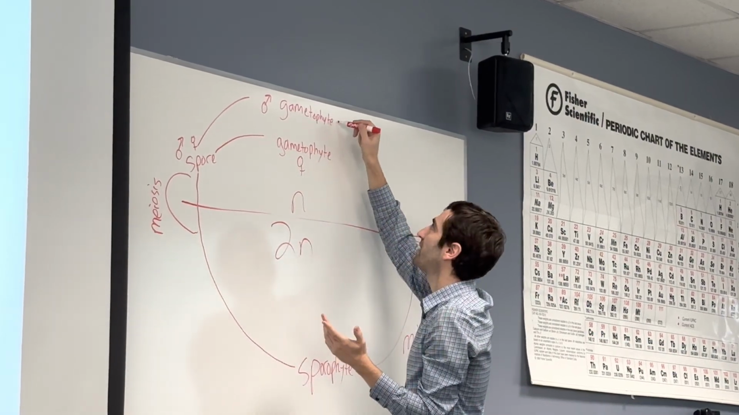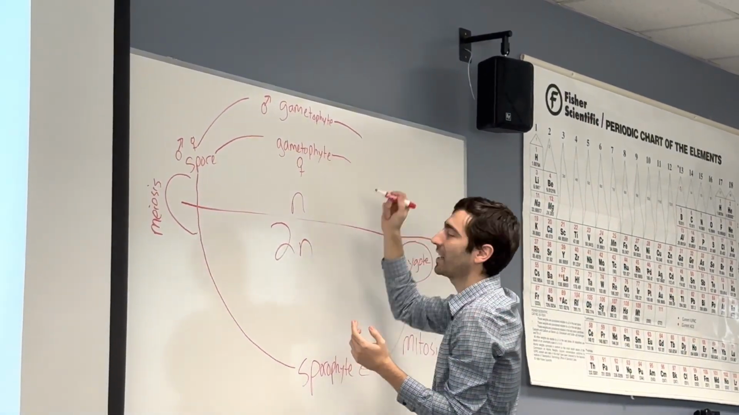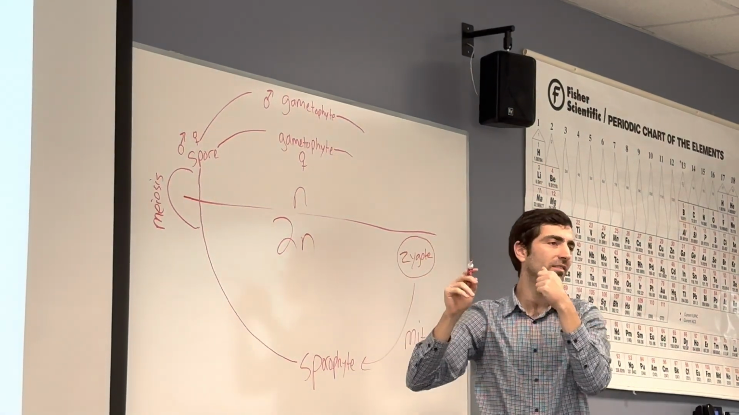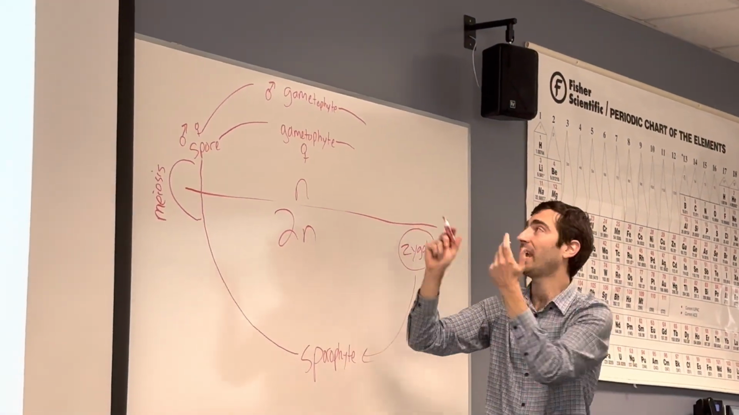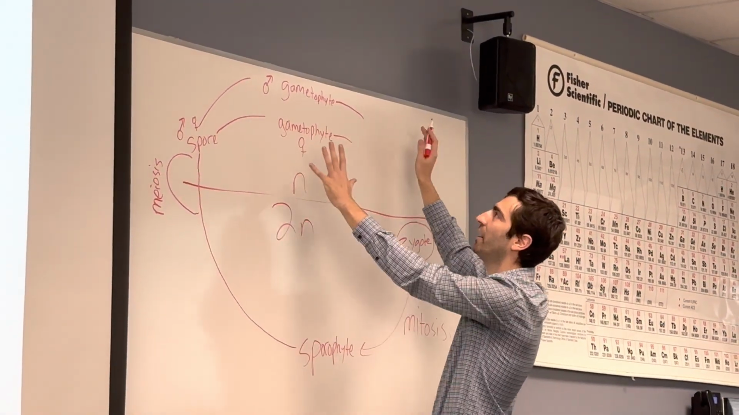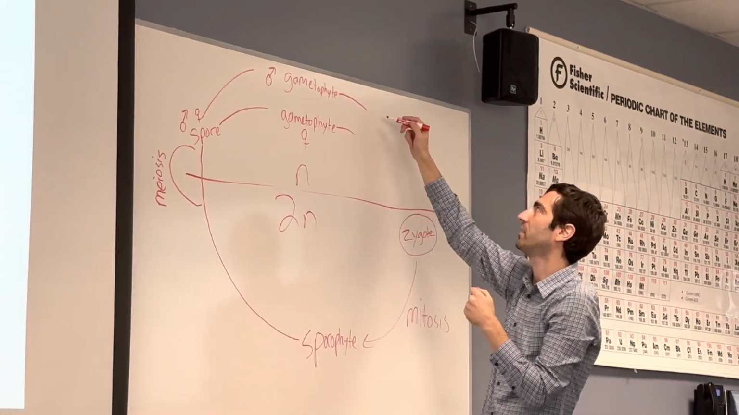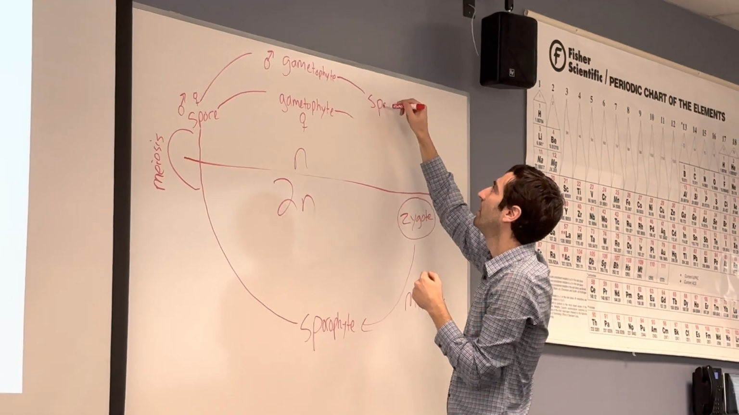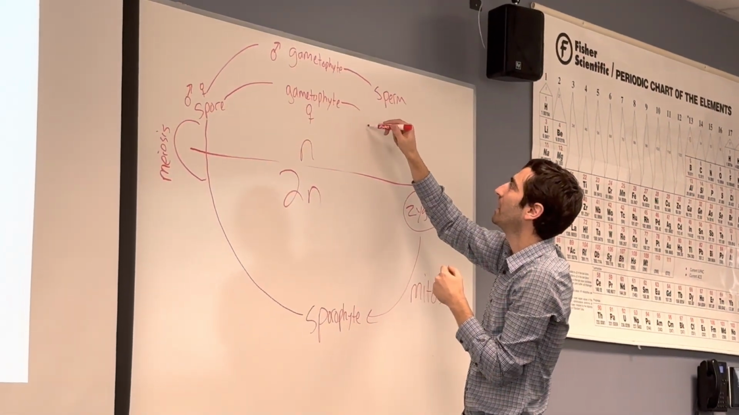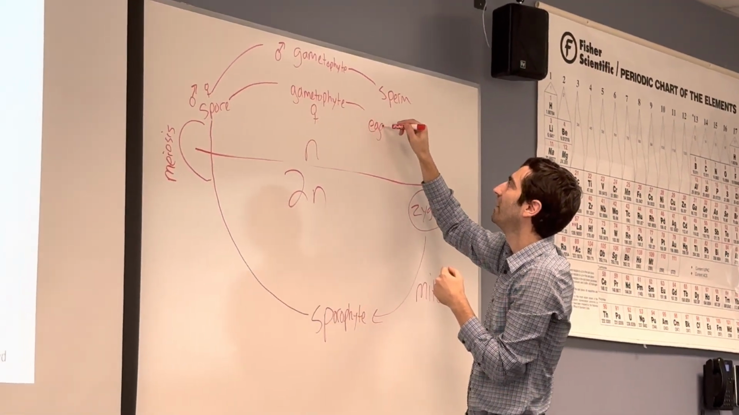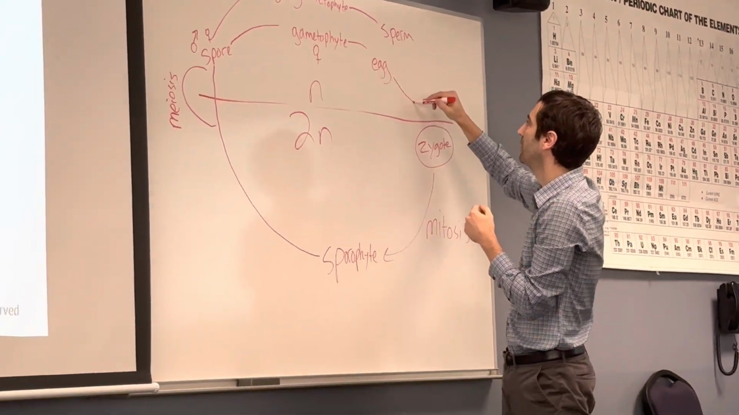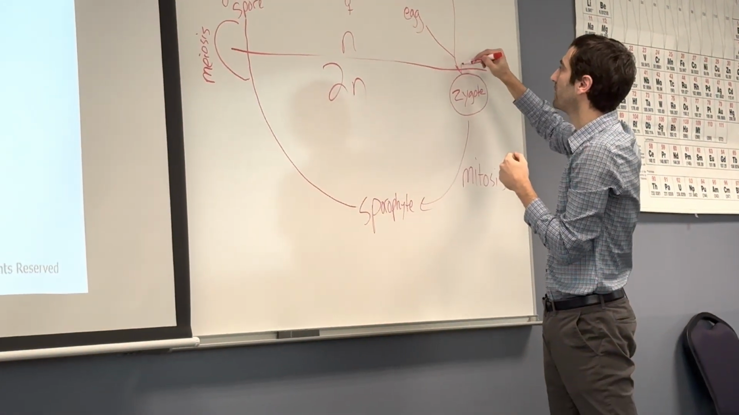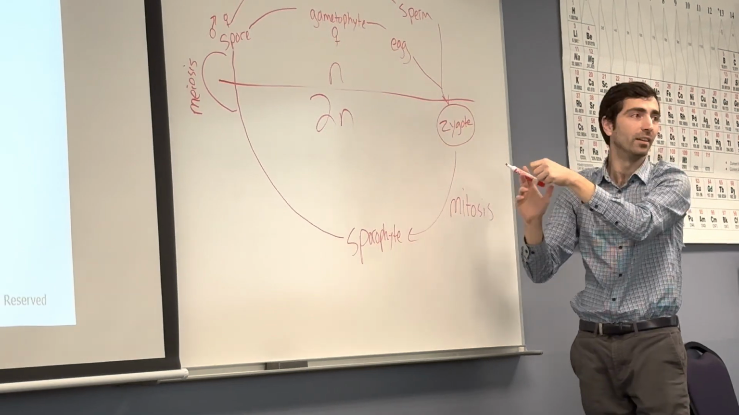And eventually, what does the gametophyte make? Just like the sporophyte makes spores, the gametophyte makes gametes. Yeah, and we already know the names of the male and the female gametes. What's the male gamete? Sperm. And the female gamete? Egg. And then they're going to fertilize, going right back to here.